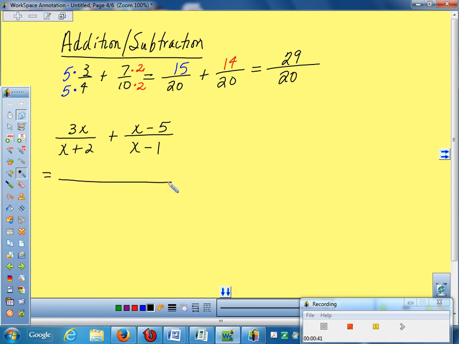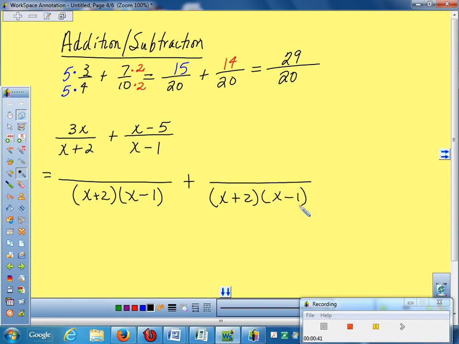Okay. Since there's an x plus 2 in this fraction and an x minus 1 in that fraction, my common denominator has to have both of them in it. In this case, if those are totally different, you have to have one of each in your common denominator. And so that means the other fraction's common denominator is also going to be that same thing.